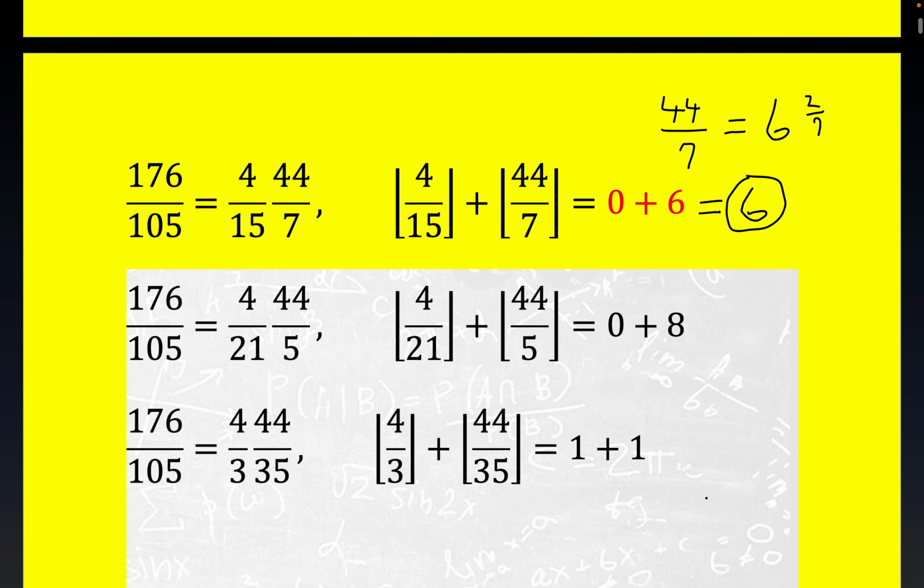I went through a few more here where we dealt with the case 21 and 5. 21 and 5 have a product of 105, right? But again, we fell a little short here. 44 over 5 has a floor of 8. Again, 4 over 21 has a floor of 0. So that doesn't get it done. We need a 6. And then all I did was try with 3 and 35. That's another possibility. If you look at the prime factorizations, 4 times 44 is 176, 3 times 35 is 105. And notice, again, we didn't even come close. 1 plus 1 is equal to 2.